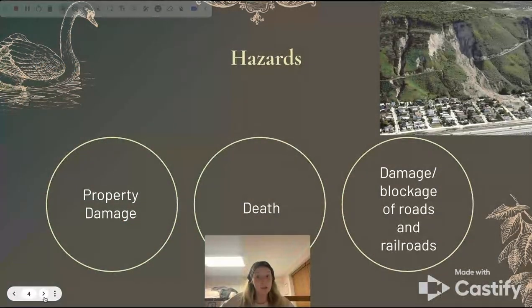So, some hazards. A big hazard is property damage, as you can see in the picture that I have up here of the landslides. It's definitely affecting these houses. Sadly, it can even cause death. But a very common one is damage or blockage of roads or railroads.